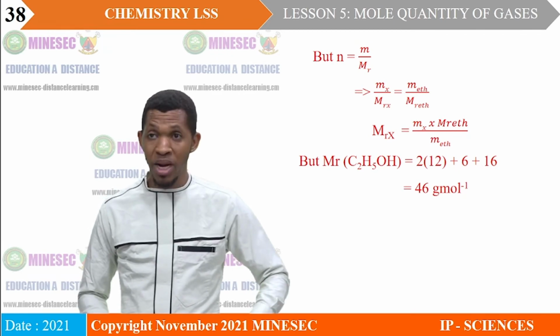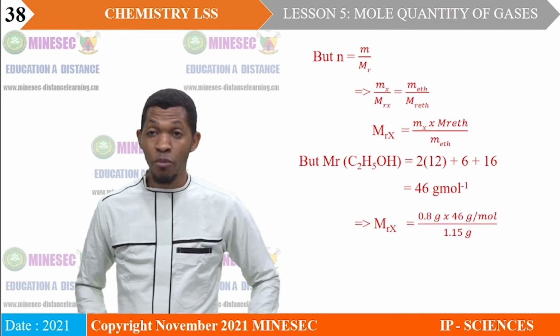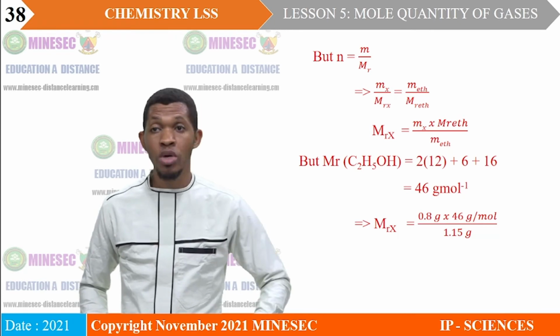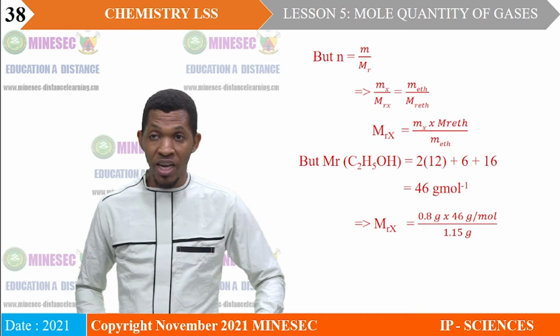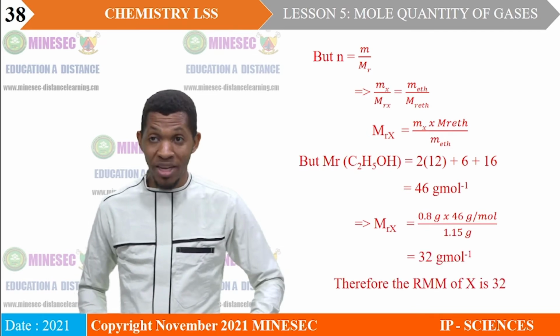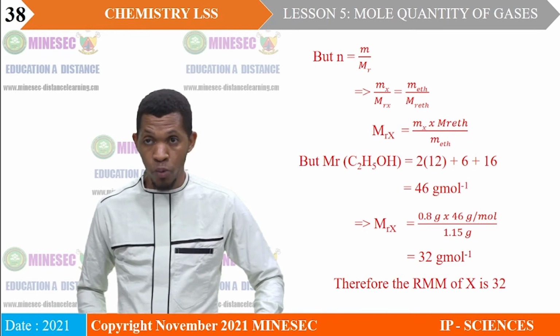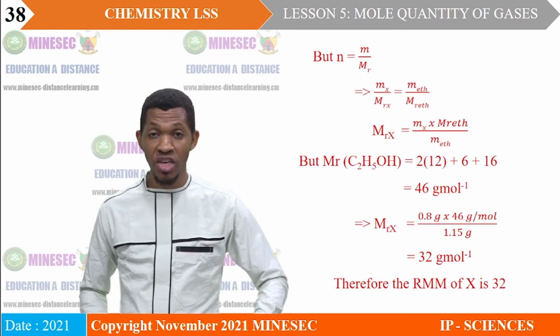We substitute the molar mass of ethanol, the given mass of the gas X, and the given mass of ethanol in the above equation. We have molar mass of gas X is equal to 0.8 grams times 46 grams per mole, all divided by 1.15 grams. And simplifying, we have molar mass of the gas is 32 grams per mole, meaning that the relative molecular mass of the gas X is 32.